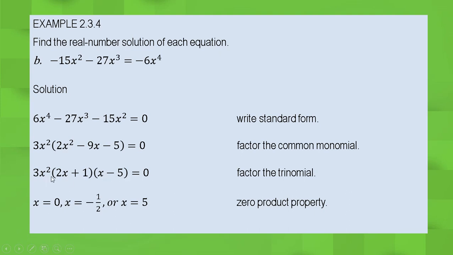So 3x squared is equal to 0. So 3x squared over 3 equals 0 over 3. Any number you divide 0 by, the answer would still be 0. And then 2x plus 1 equals 0. Transfer 1 to the right side, divide by 2, so you'll get negative 1 half. And x minus 5, so that's x equals positive 5.